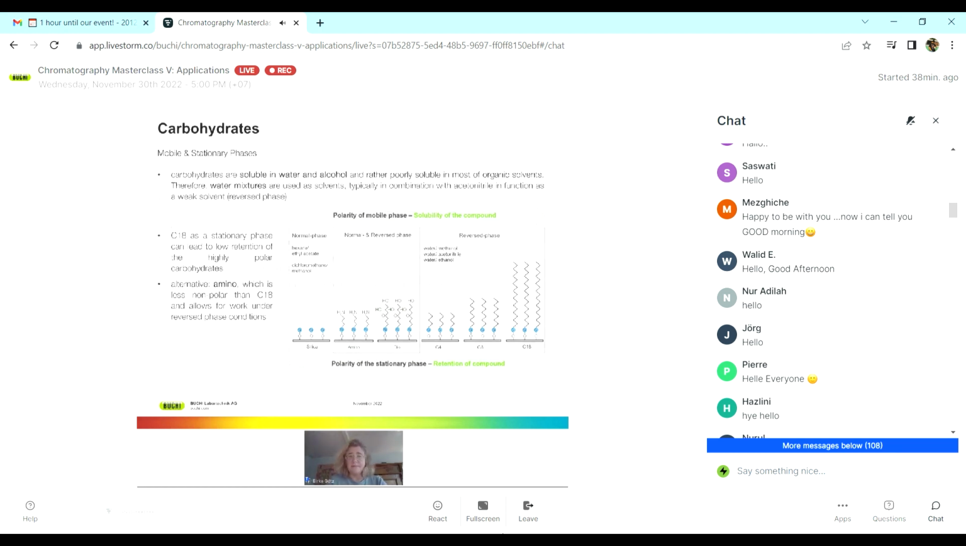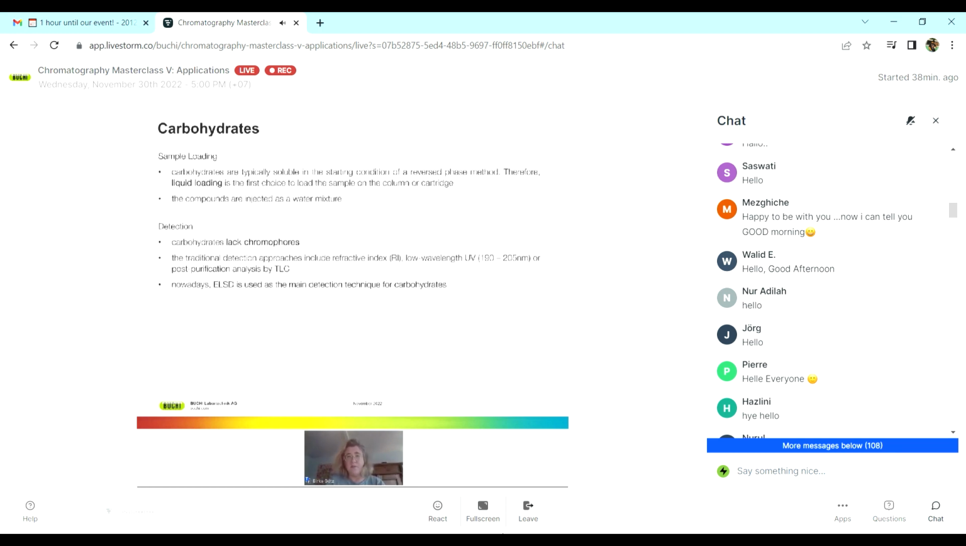Sample loading: they are soluble in water, so you go for liquid loading and they are always injected as a water mixture. Detection is very similar to the lipids because they lack chromophores. In the past, refractive index was used, or low wavelength UV, or post-purification via TLC. Here again, the ELSD is the perfect detection technique for carbohydrates. It's used everywhere, and I just want to show you some examples.